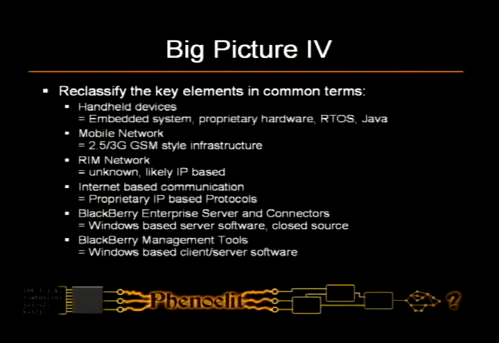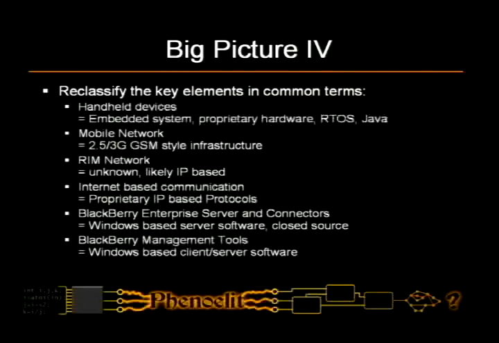So on the mobile network side, you have a 2.5 or 3G GSM network with everything that comes with GSM functionality, which interfaces with the handheld. You have the RIM network, which is unknown. We don't know anything about it, but we can be pretty sure that they're not running on IPX, so it's probably IP-based. We have internet-based communication between the enterprise servers and RIM, and that's pretty sure IP-based, otherwise it would be a pain to route. And it's probably a proprietary protocol.